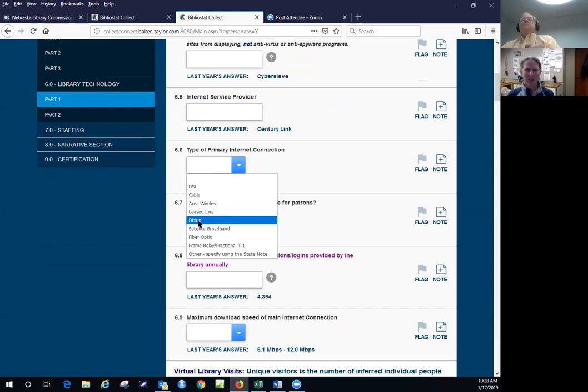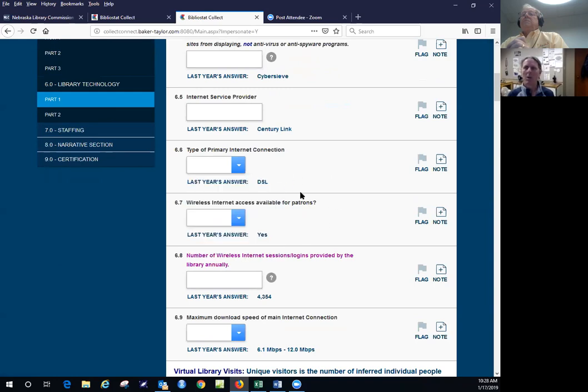I don't remember seeing any surveys recently that use dial-up. Fiber optic would be another common one here. If what you have is not on this list, just select other and enter a note. But I think most of these categories cover it. We probably can get rid of dial-up. I don't think anybody's on dial-up these days.